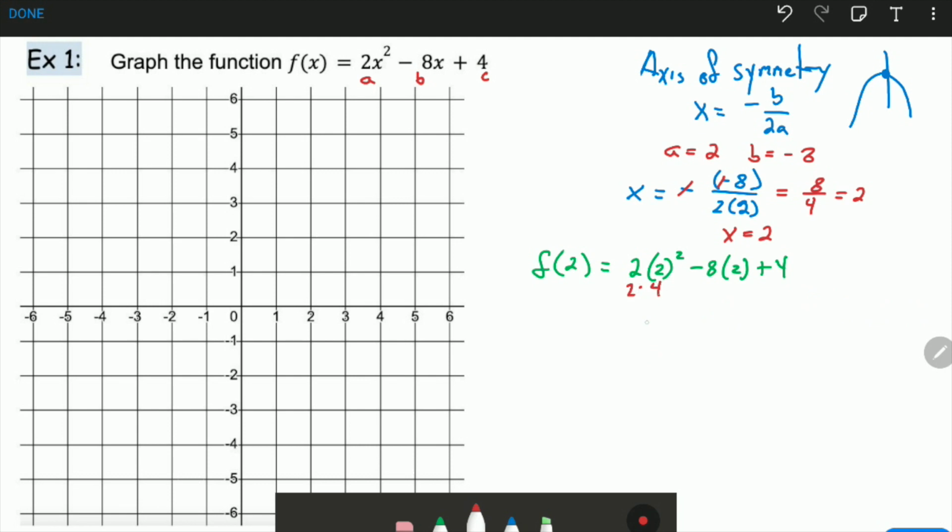So 2 squared is 4, and then 4 times 2 is 8. 8 times 2 is 16. So we got 8 minus 16 plus 4, which is negative 4. So overall the ordered pair is 2, negative 4.